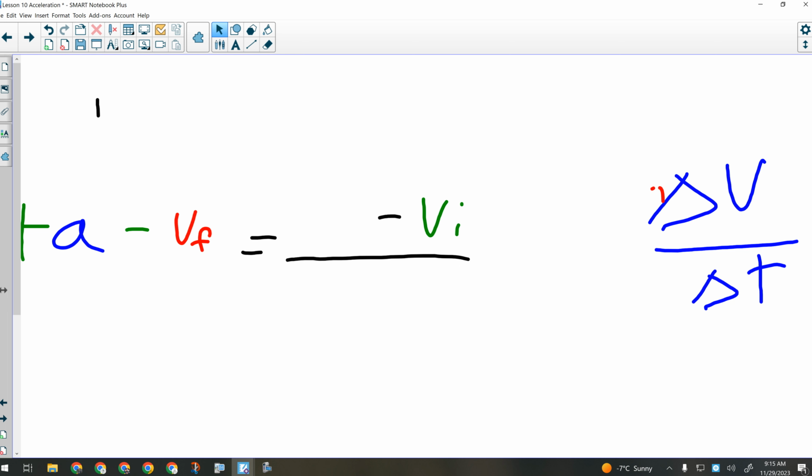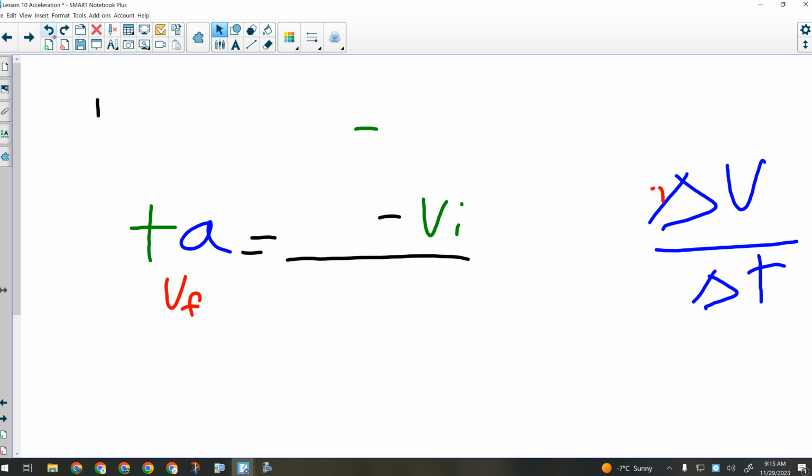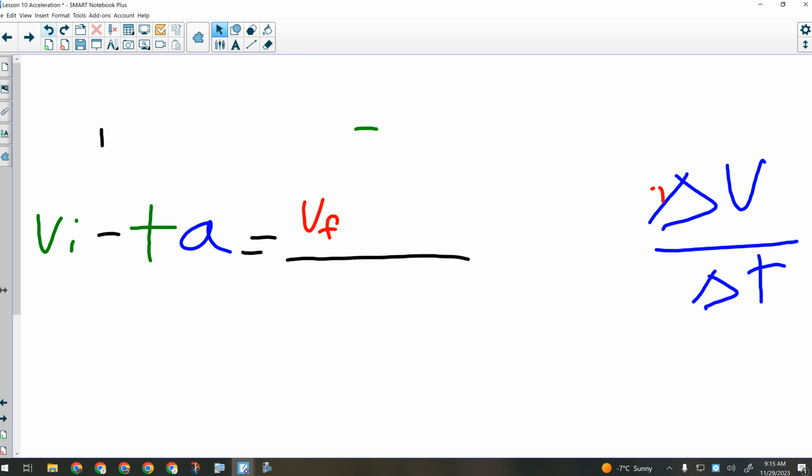What I do is just a little bit different. I actually bring VI over to this side, just like I did when I was solving for VF. Then you divide TA. I don't divide TA, I subtract it.